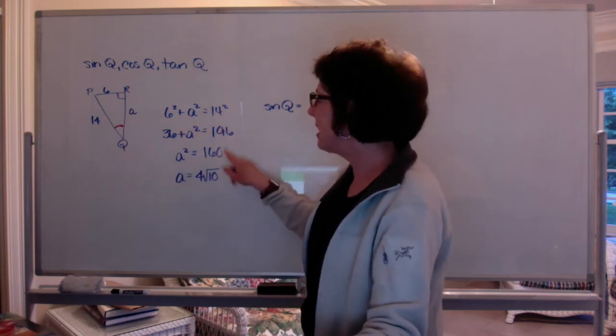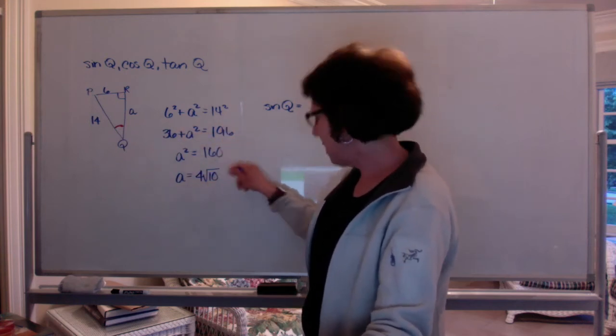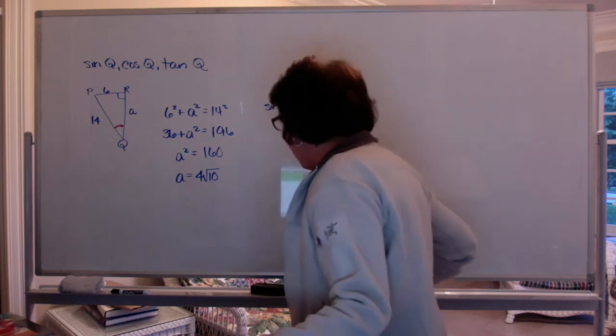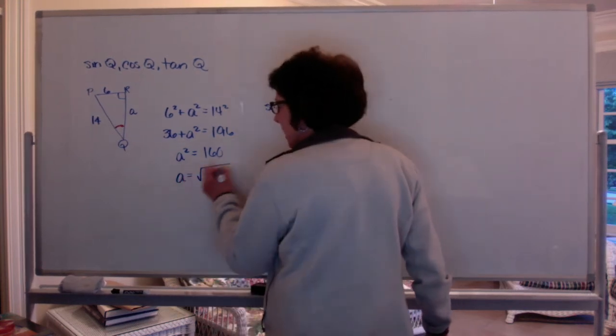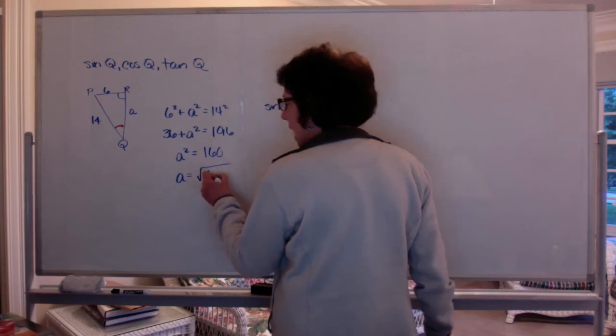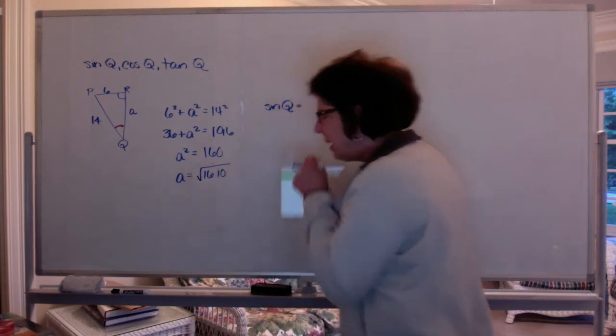A squared equals 160. Okay, now I rushed this, I shouldn't have done that. A is going to be the square root of 160, okay? And I'm going to write that as the square root of 16 times 10.